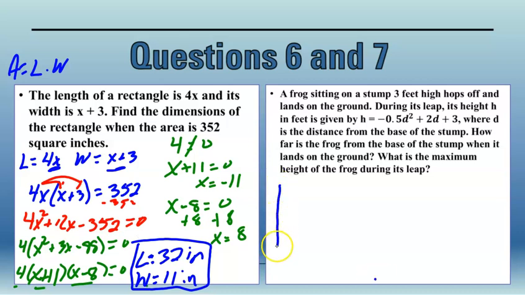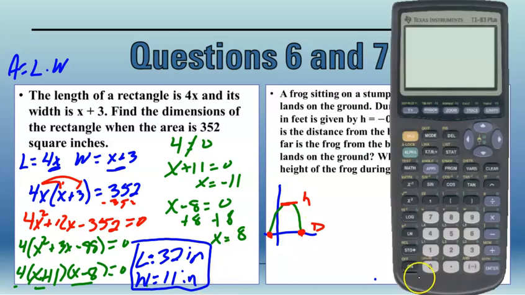So if I were to draw a quick diagram here, we're just saying the frog is jumping here, jumps up, and then it lands back down. What we want to find out is how high. So this is our height. And then we want to find this distance, which is our d, from the stump, which is right here. So how far did he jump from here to here, and how high? Now to do this, it'll be quicker just to put it on our calculator.